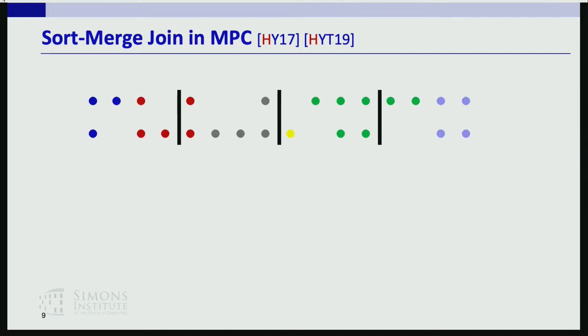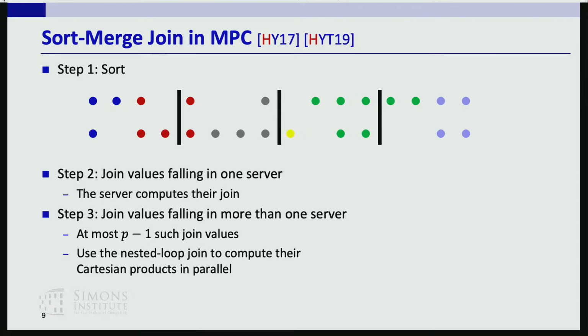With this primitive, now we are able to handle the data skew in the two-table join. You can view it as the MPC version of the sort merge join. After sorting, all the join values whose tuples fall inside one server can be computed locally, and we are left with the join values whose tuples span more than one server. There are at most P-1 such values, and they are potential heavy hitters. Then we need to allocate the servers proportional to their input and output size, and then use the nested loop join to compute their Cartesian products in parallel.